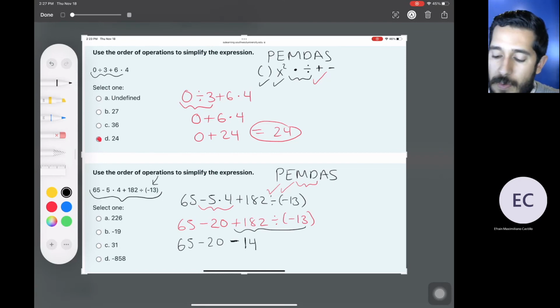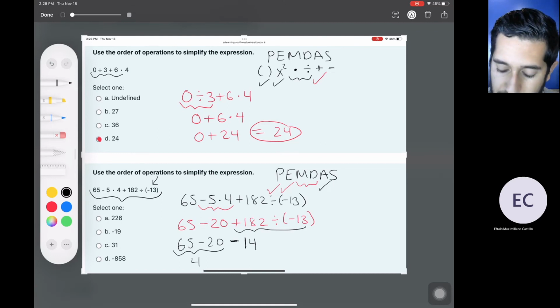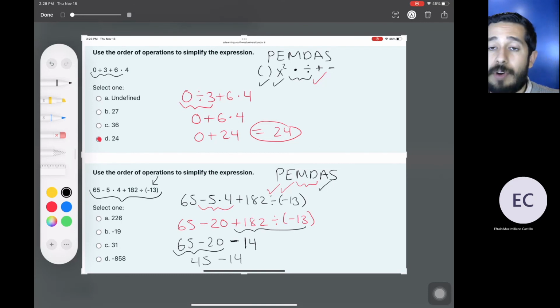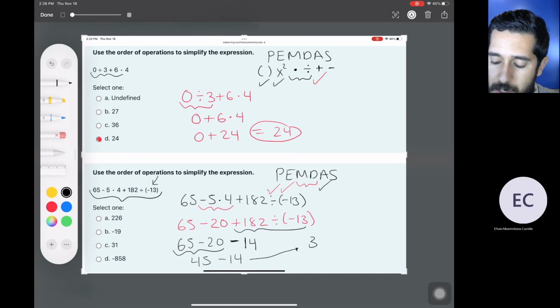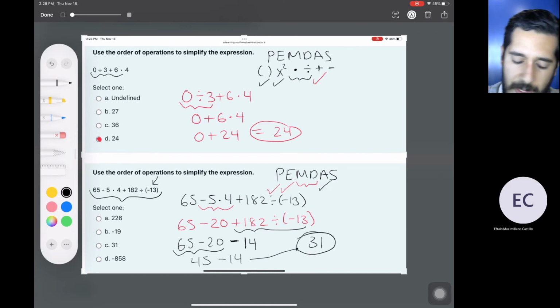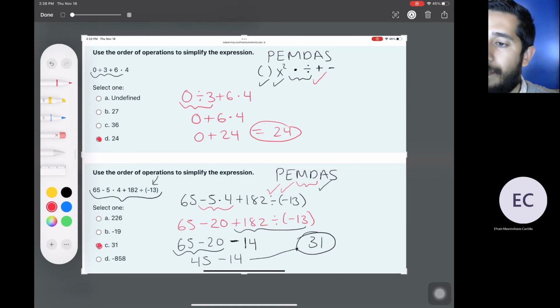Okay, we're done with multiplications and divisions. We move to additions and subtractions, left to right. So I'm going to go ahead and perform 65 minus 20, which happens to be 45. And then we're going to do 45 minus 14, which happens to be 31. And that is the answer that I'm looking for, 31.